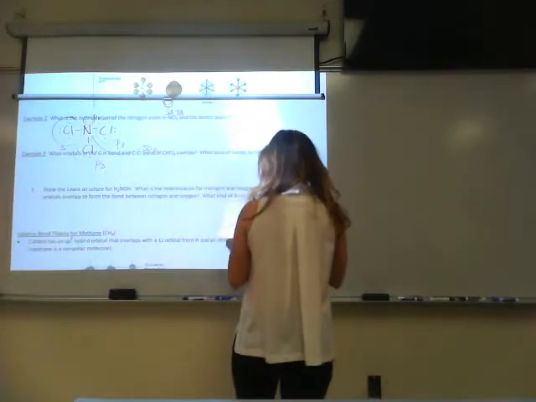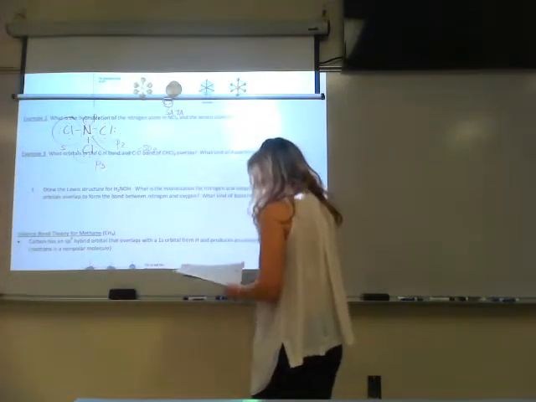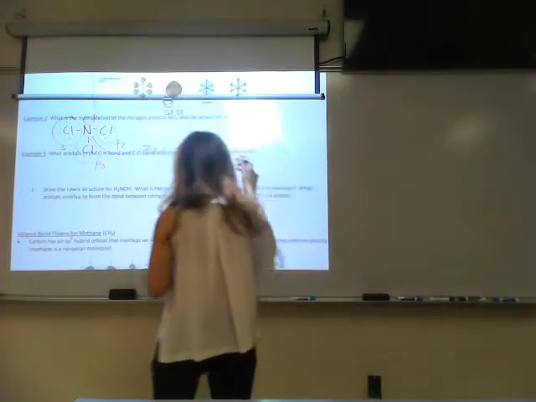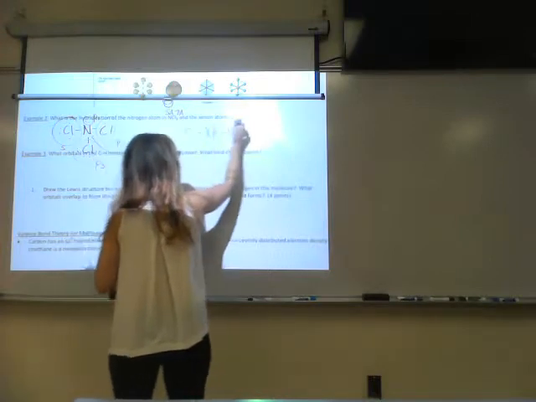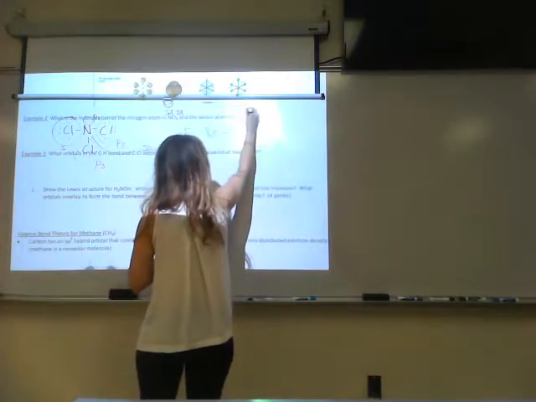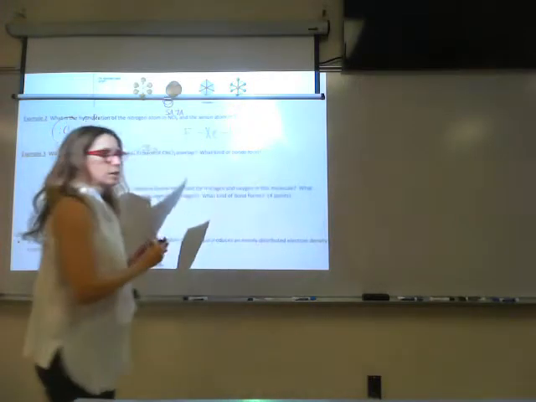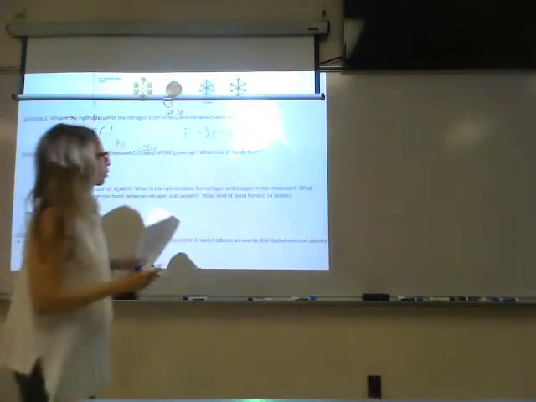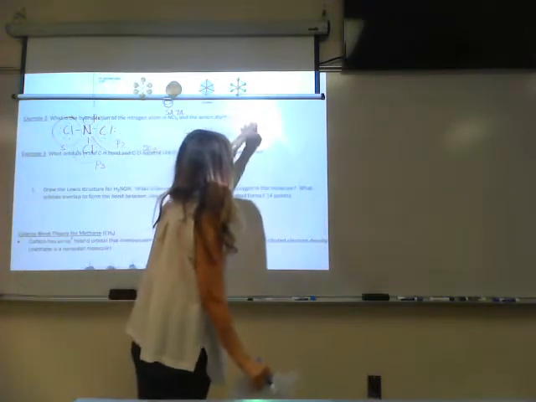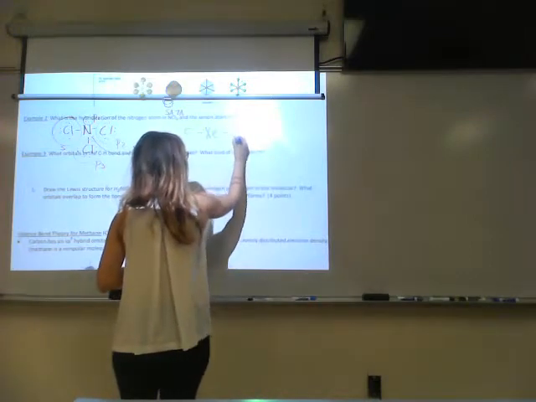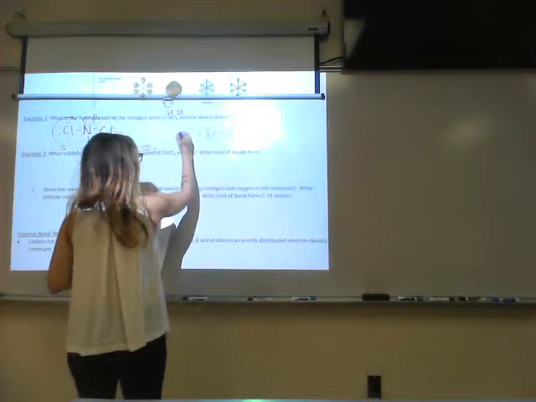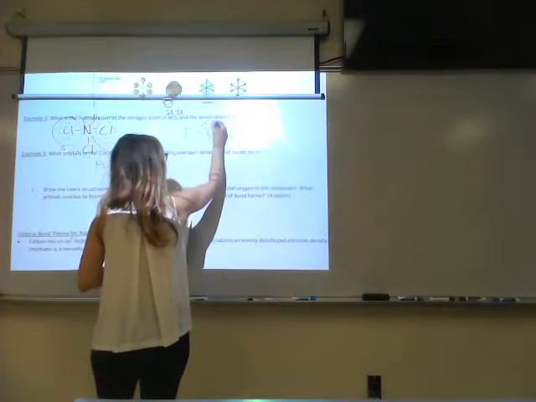Now, if we're doing XeF2, what's my central atom? Xe, and then we're going to have a fluorine on either side, and then Xe is in 8A, F is in 7A, so I need to determine how many electrons I have total. 8 plus 14 is 22. 2, 4, 6, 8, 10, 12, 14, 16, 18, 20, 22.